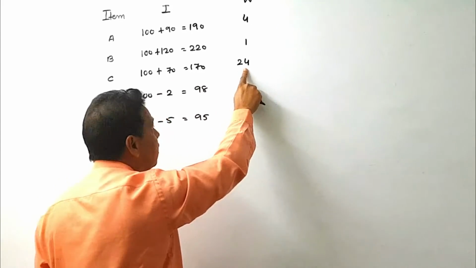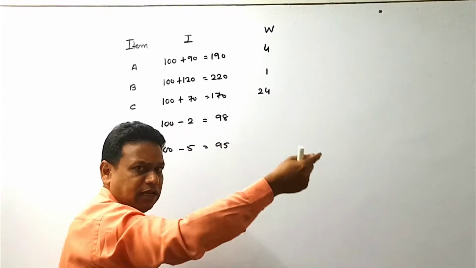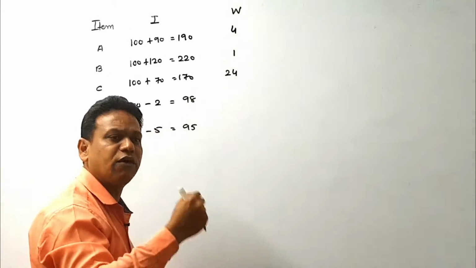The sentence is that the importance of C is 6 times A. So the importance of A is 4. Now it is multiplied with 6, so we got the importance of C.